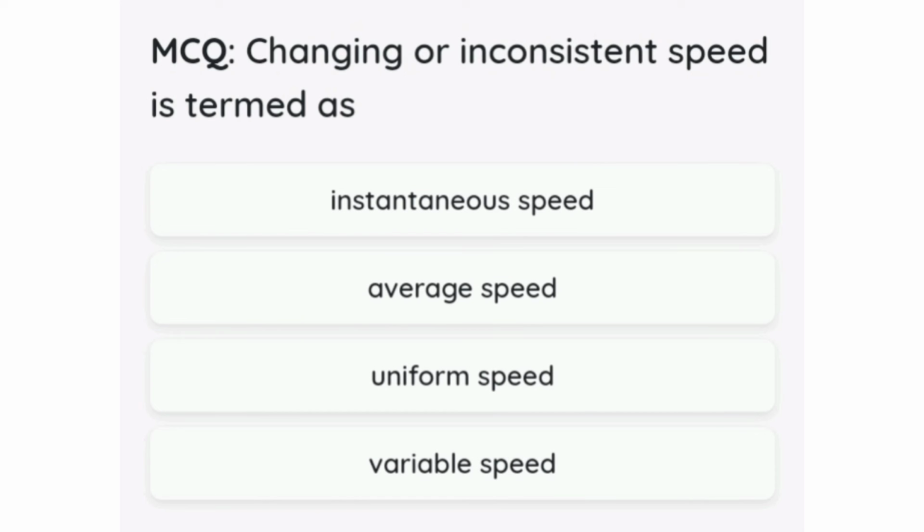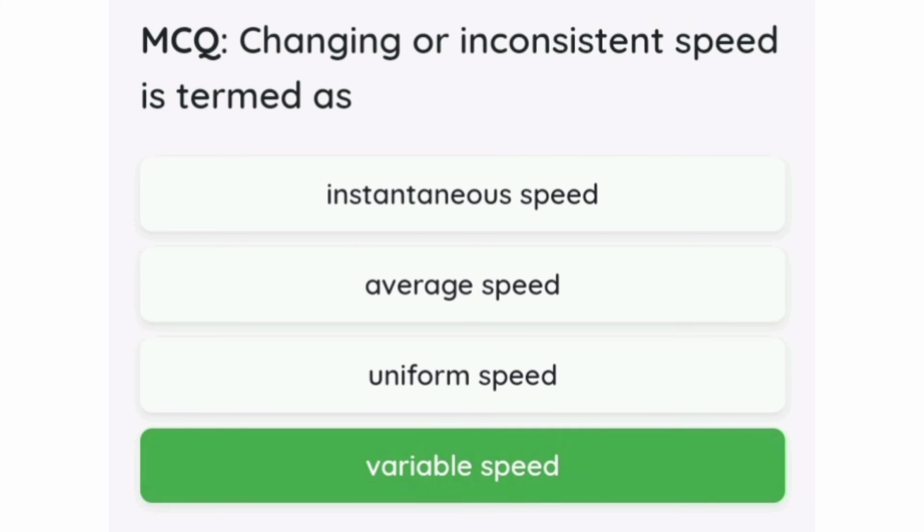And so next we have: changing or inconsistent speed is termed as. So when speed is not consistent, it's changing. So the option is variable speed. This is the right option.